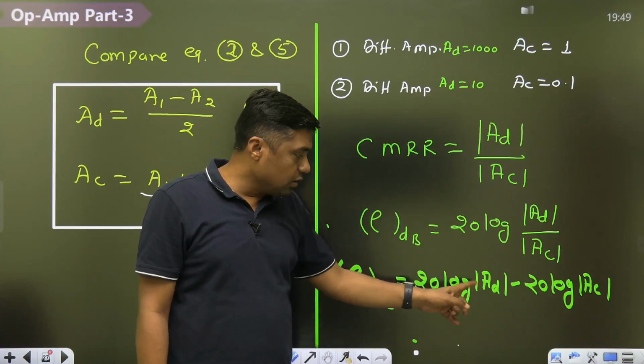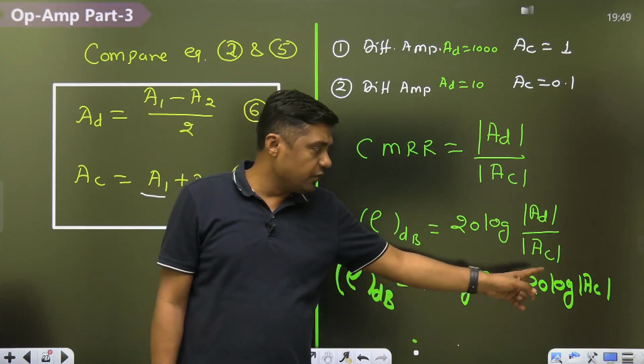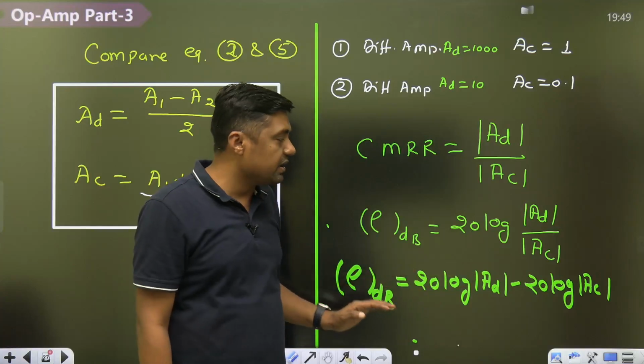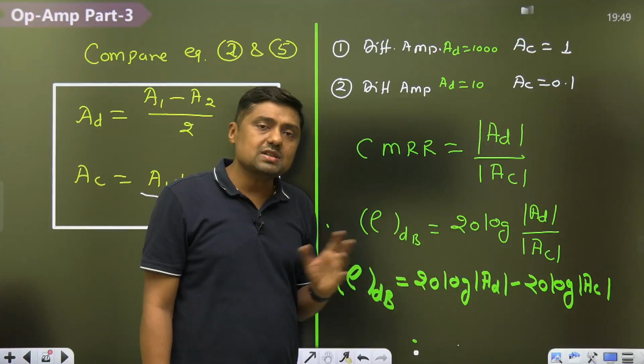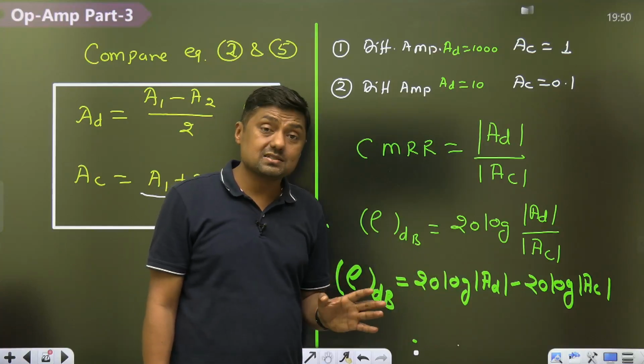20 log base 10 of AD minus 20 log of AC. That is called CMRR in dB. So this is about the differential amplifier basics.